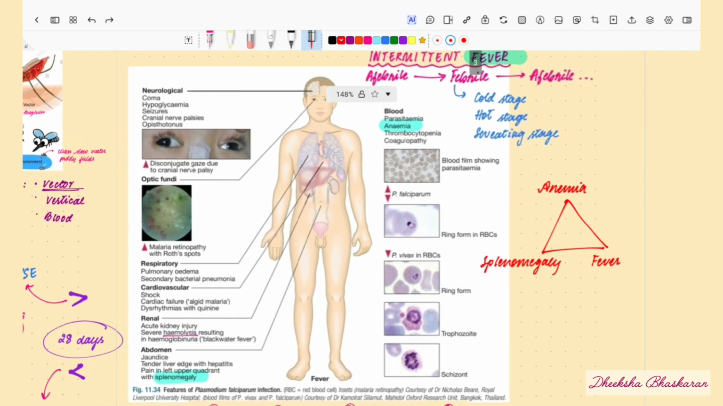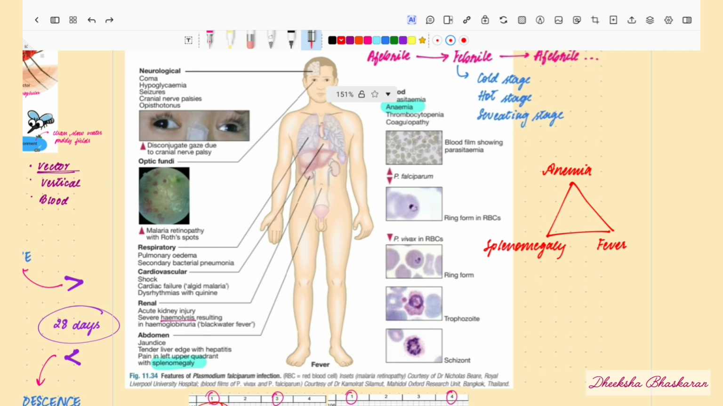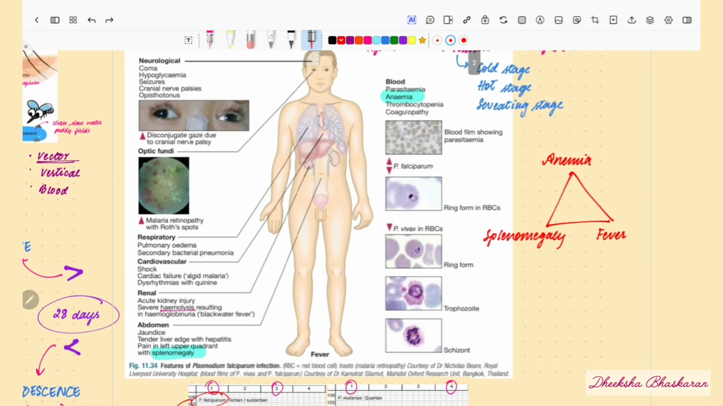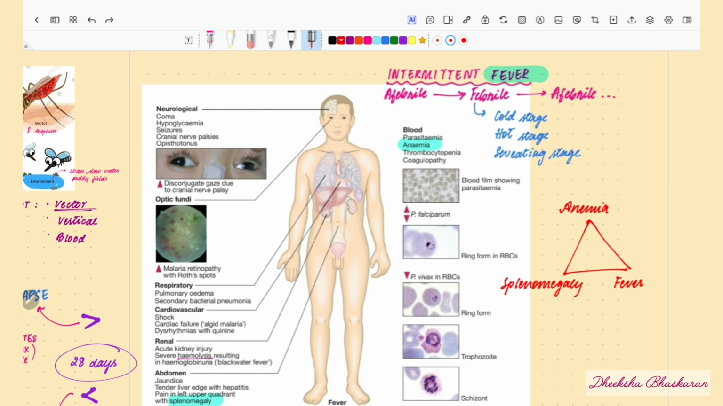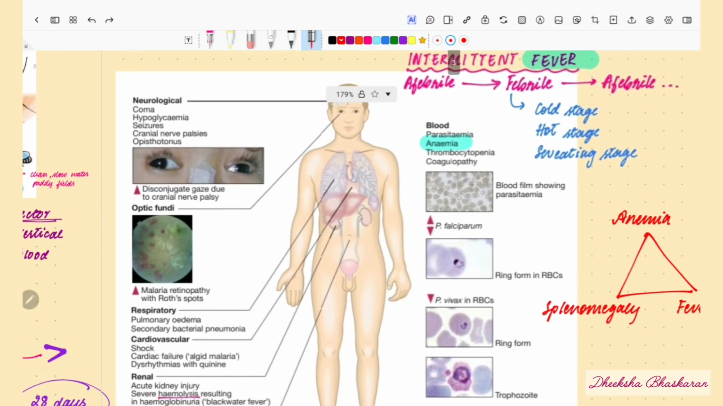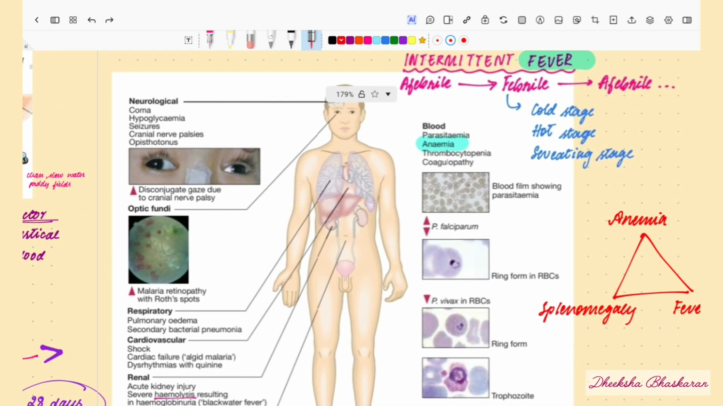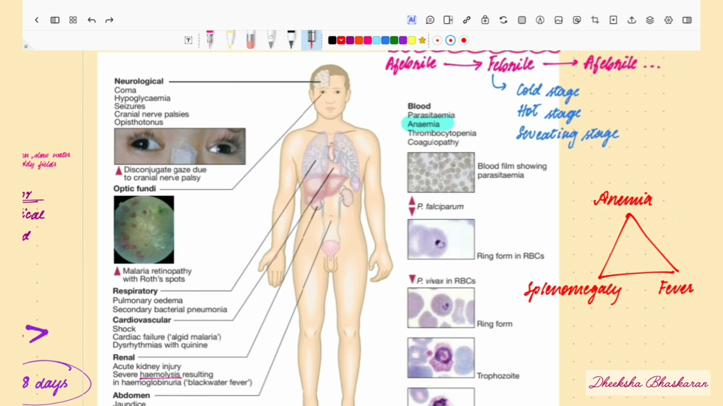Then we'll talk about the other clinical features that can occur. We spoke about the triad, which is anemia, splenomegaly, and fever. Then there can be end organ damage, which I spoke about. There can be cerebral malaria, where the person can have coma, hypoglycemia, seizures, and all of these. The child can throw a seizure, the child can become unconscious, the child can have reduced feeding. All of these are things a neonate or a kid can present with.